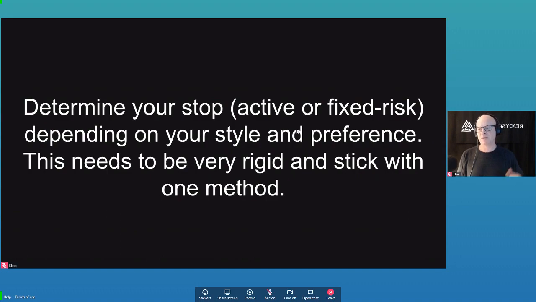So determine your stop, active or fixed risk. Pick one, don't pick both of them, depending on your style and your preference. This needs to be very rigid. Stick with one method. Stops have got to be rigid. Exits, you can be a little bit more subjective in terms of your targets for the trade. But stick to it. If you determine an exit at the beginning of the trade, stick to it by the end of the trade. Don't change your mind.